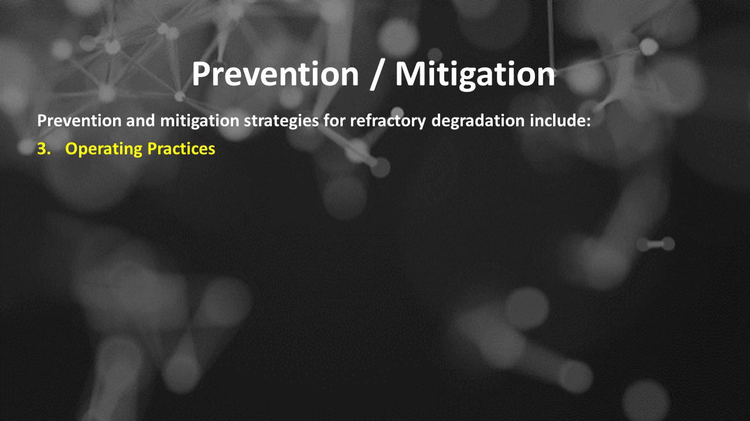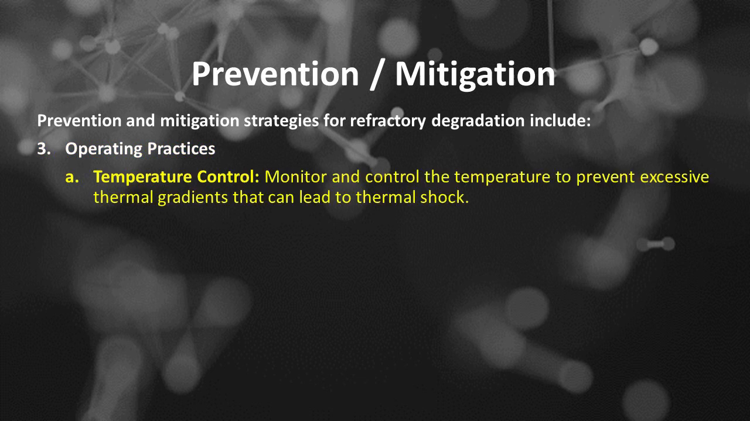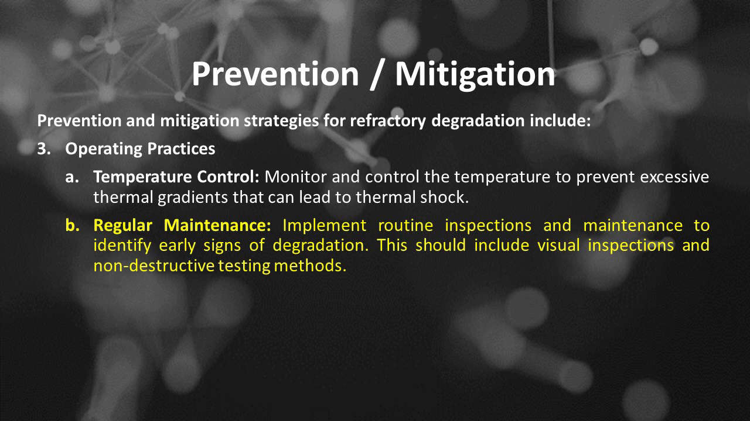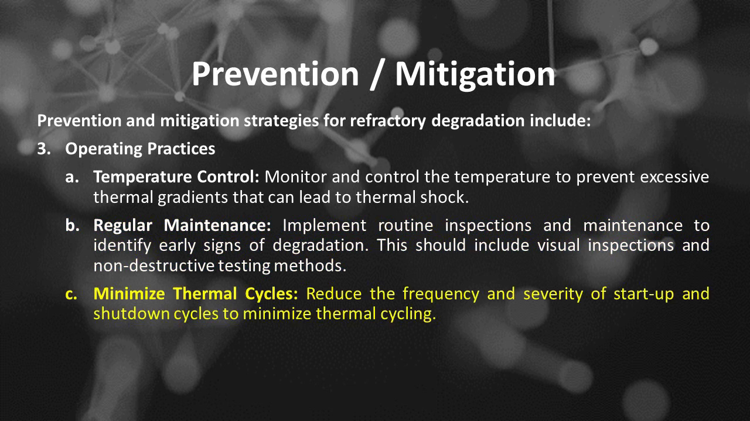Number 3 of prevention and mitigation strategies for refractory degradation is operating practices. A: temperature control. Monitor and control the temperature to prevent excessive thermal gradients that can lead to thermal shock. B: regular maintenance. Implement routine inspections and maintenance to identify early signs of degradation. This should include visual inspections and non-destructive testing methods. C: minimize thermal cycles. Reduce the frequency and severity of startup and shutdown cycles to minimize thermal cycling.